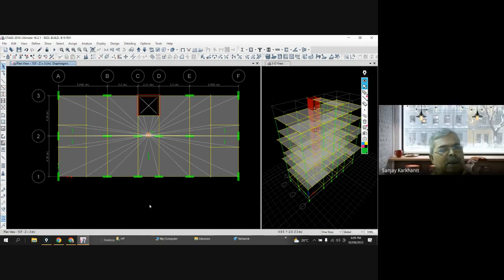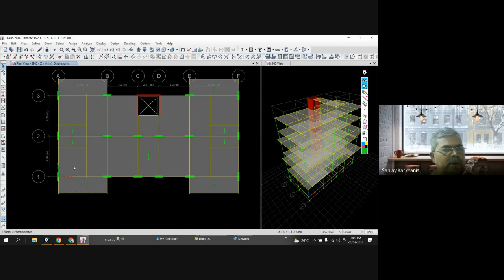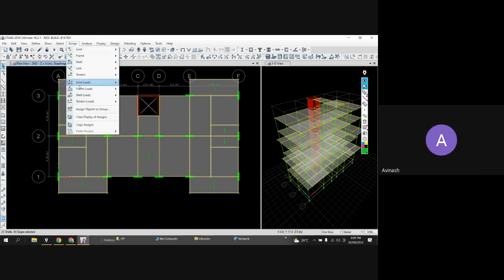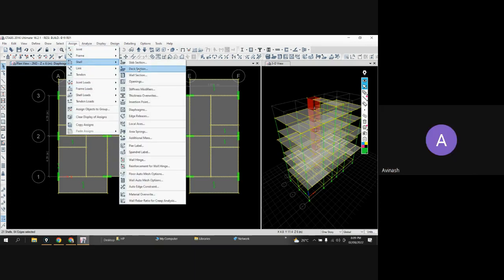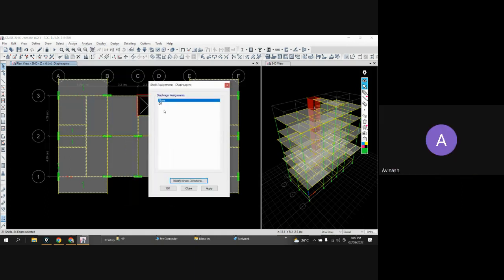So similarly, you can select 1, 2, 3, 4, 5, 6, 7, 8, 9, 10, 11, 12, 13, 14, 15, 16, 17, 18, 19, 20, and 21. I will not select this. Go to assign, then go to shell, diaphragm, and click D1. Okay.